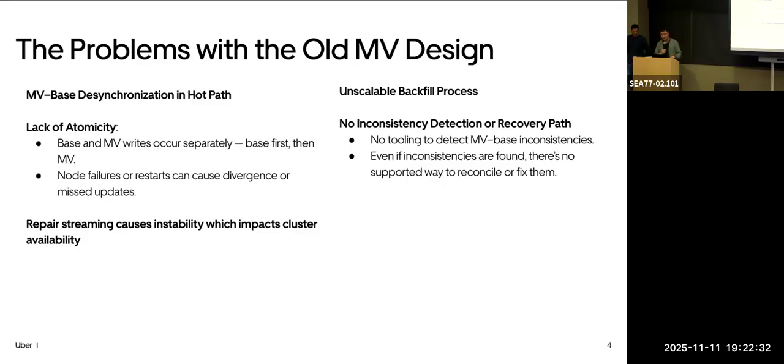The last but not least problem is that there's no way to detect inconsistency between the base table and MV. And what is worse is that even if there's inconsistency and you somehow find it, there's no way to fix it, unless you drop the MV and rebuild from the very beginning. But again, the current backfill process is not stable. So for production use cases, first you cannot drop the MV, and even if you are able to drop it, for large use cases, it's hard to rebuild it.